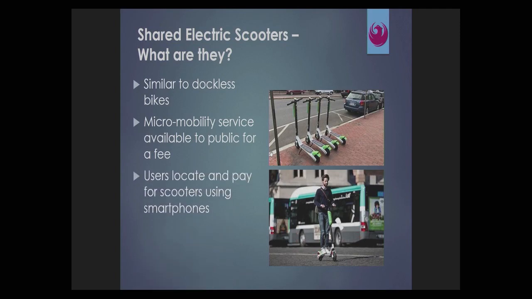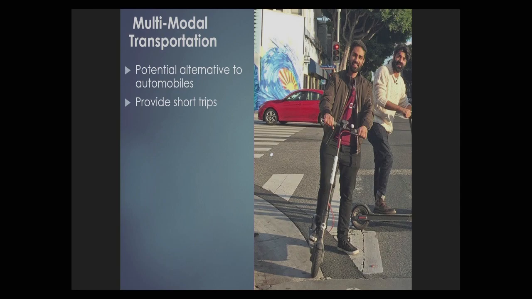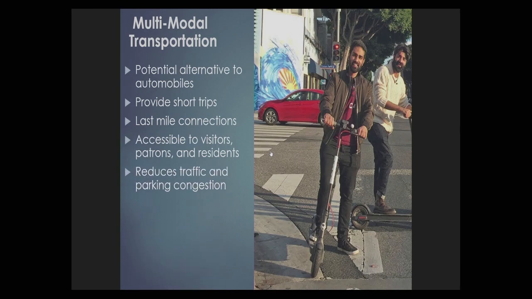And so what are electric scooters? Electric scooters, like dockless bikes, is a micromobility service made available in the right-of-way to the public. So users will use their smartphones to locate and rent a scooter, and they will pay per ride on the scooter. So many U.S. cities are recognizing shared electric scooters as a new transportation option and a possible alternative to vehicles. Scooters are being used successfully for short trips as well as last mile connections, particularly with transit. Scooters are made available to all visitors, patrons, and residents, and can help reduce traffic and parking congestion.